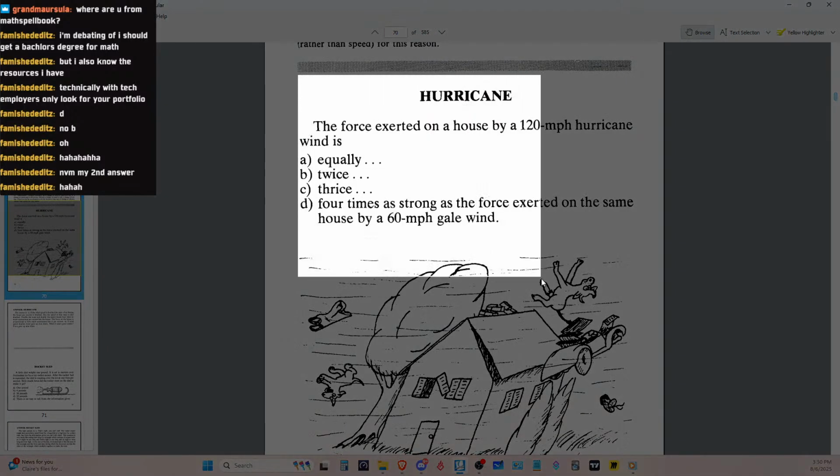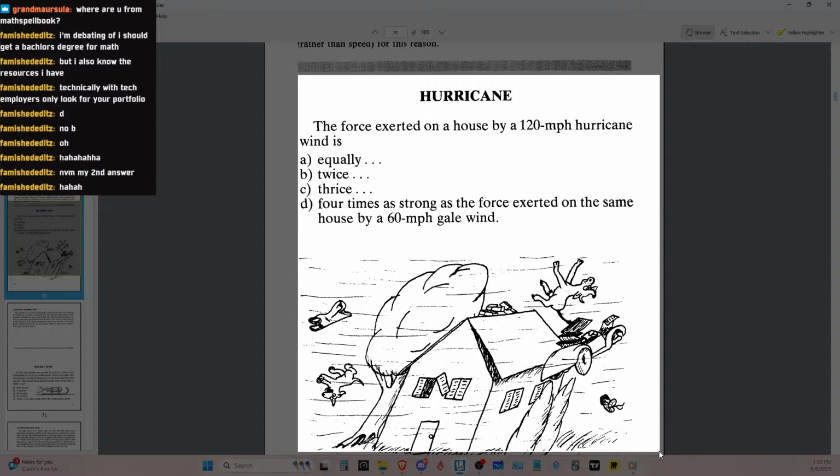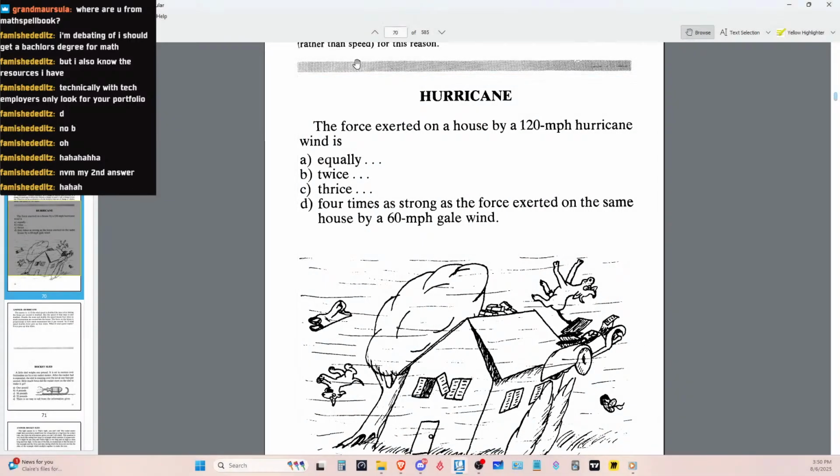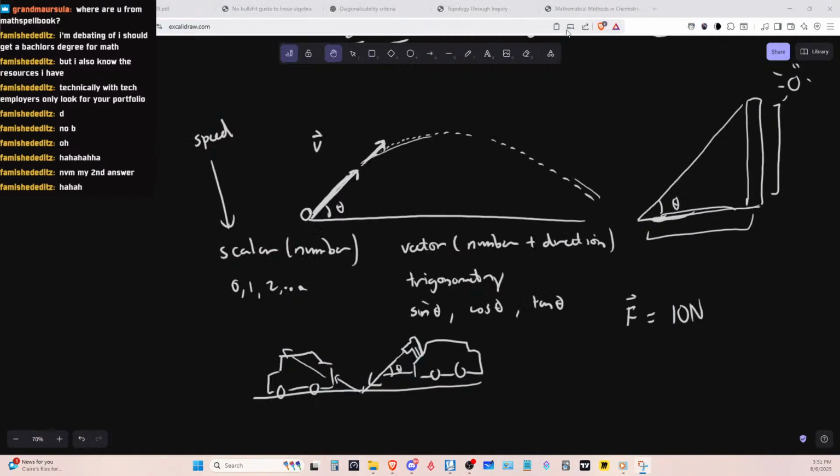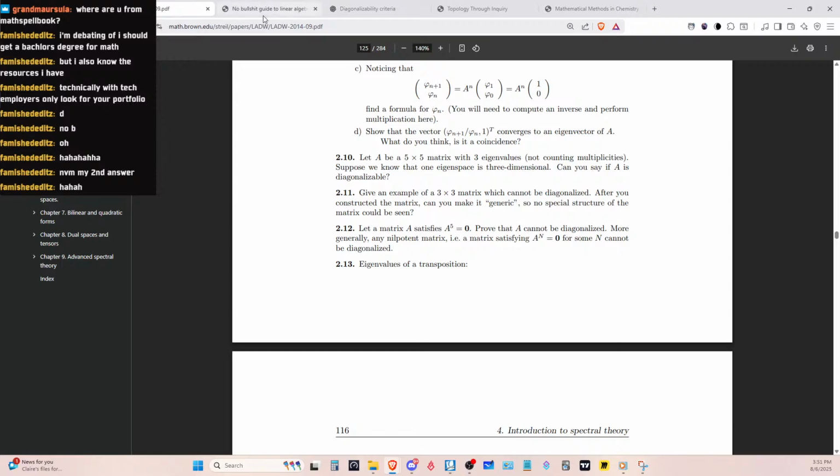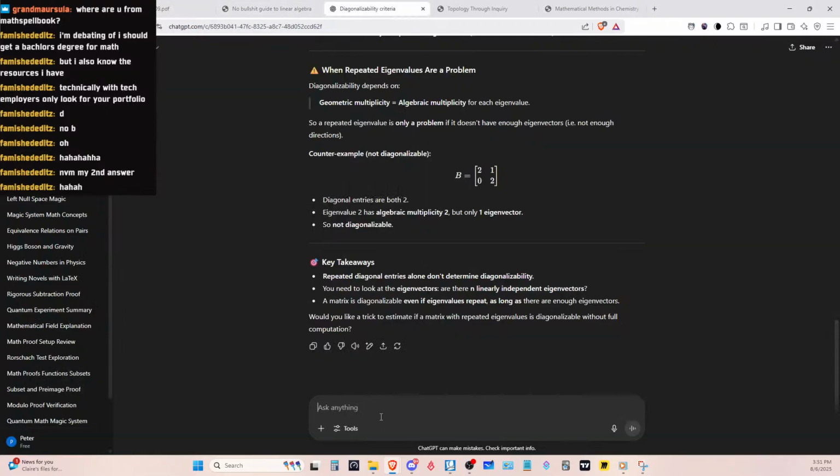So. Copy. Oh, no, not that one. There we go. Let's paste.